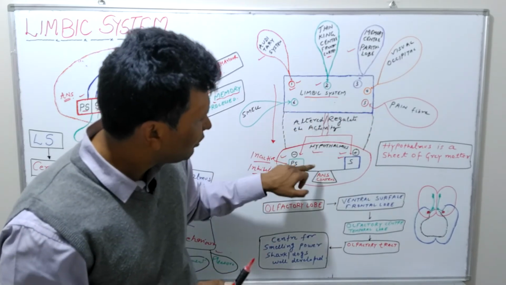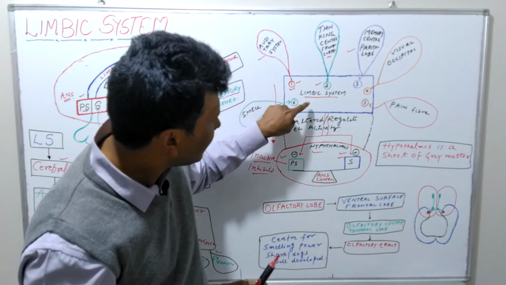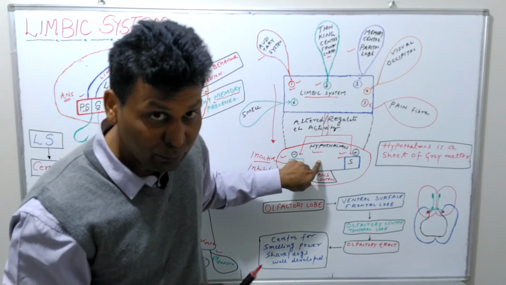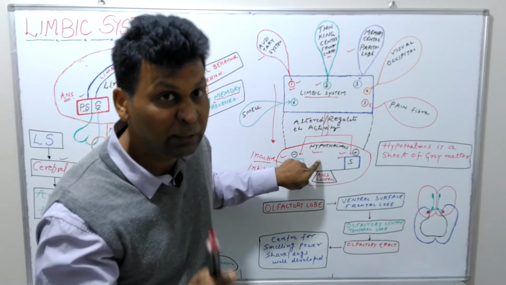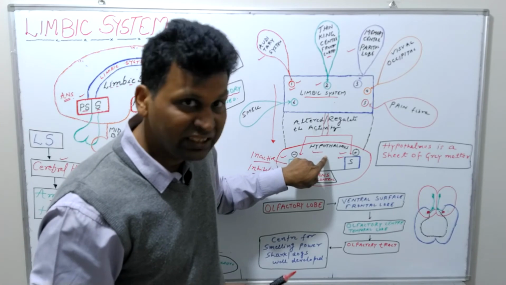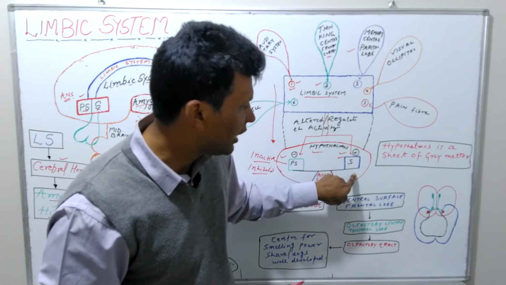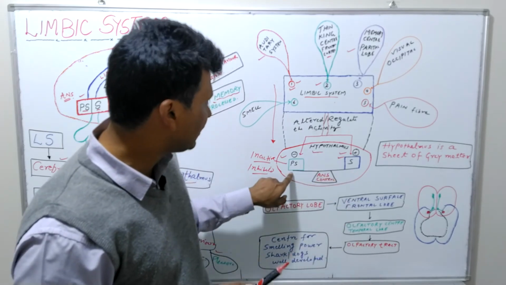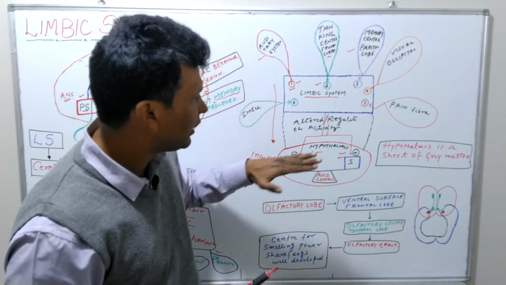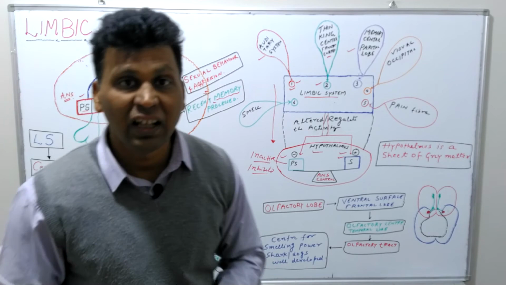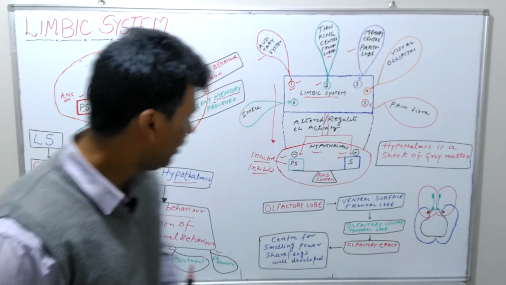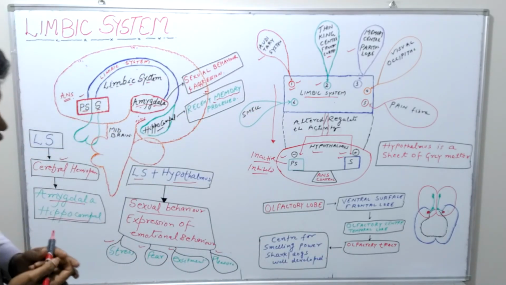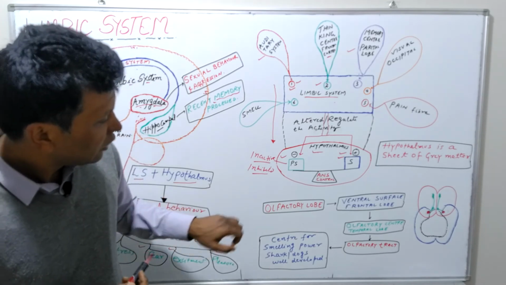Now the limbic system is attached with the hypothalamus, and this limbic system regulates the hypothalamus. Depending upon the situation, if it is a stressful situation, your sympathetic activity, autonomic nervous system, will be activated, and parasympathetic activity will be inhibited. So this is the function of the limbic system.